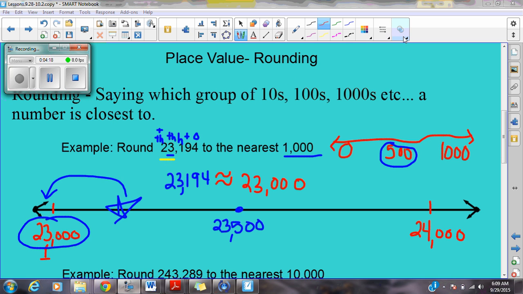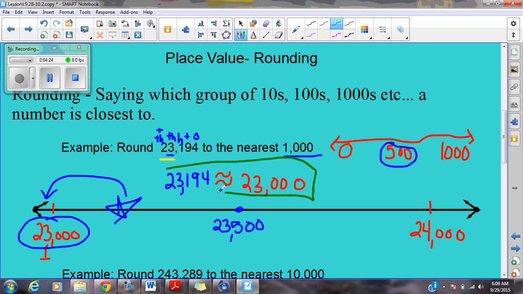So in writing my answer, I'm going to write 23,194, and this little symbol in the middle just means approximately or close to. So 23,194 is approximately 23,000, or it's close to 23,000 when rounding.